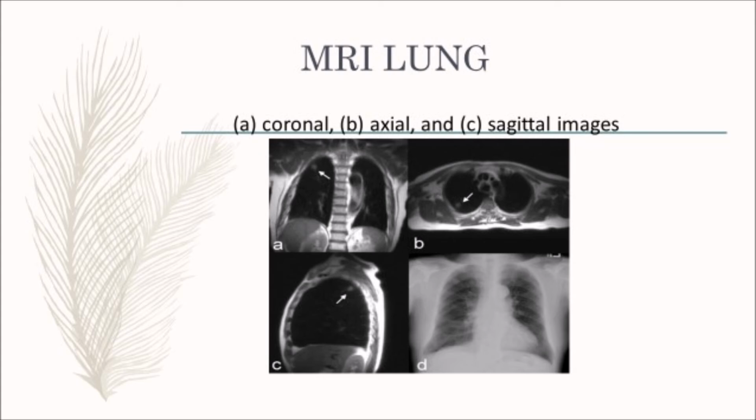The coronal, axial, and sagittal images showed an irregular consolidation mass of about 1.2 centimeters in diameter at the posterior segment of the upper right lobe. The nodule was surgically removed and proved to be squamous cell carcinoma.